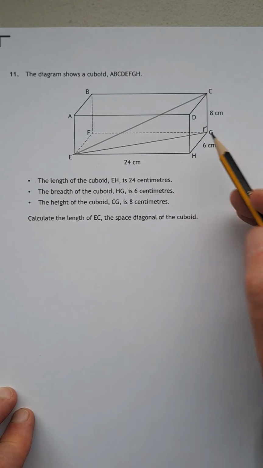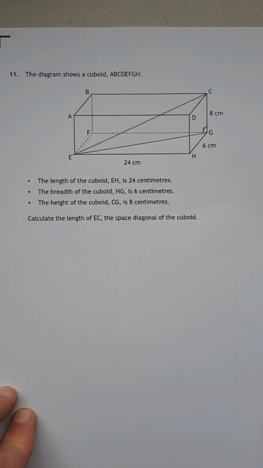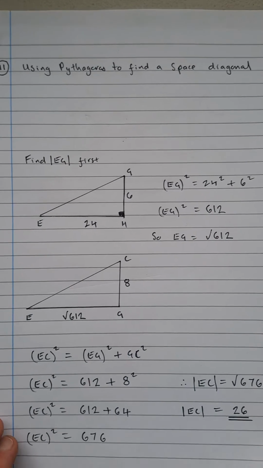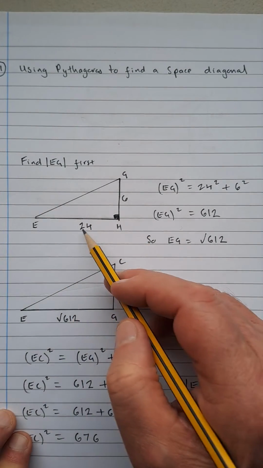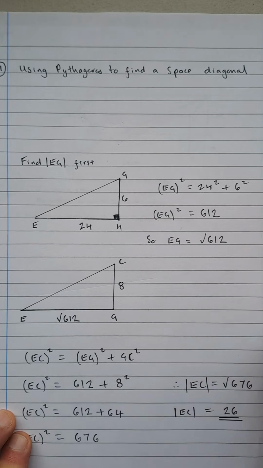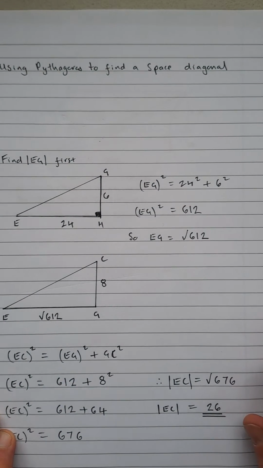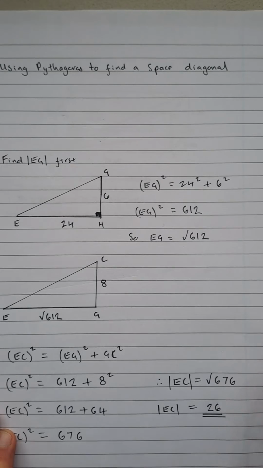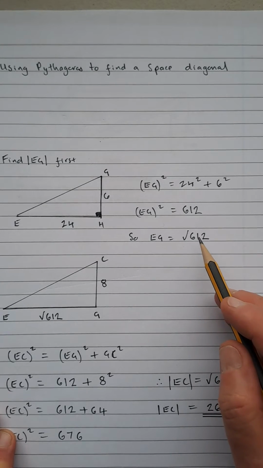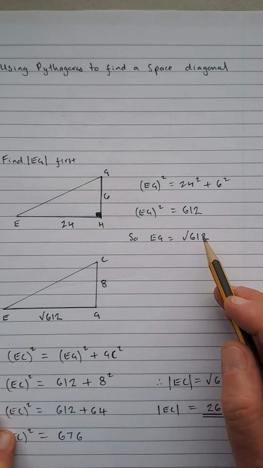So 24 and 6. So if I just get to my little diagram there, so there's that line there, 24 and 6. So EG squared is 24 squared plus 6 squared, which ends up being the square root of 612. Now we don't actually need to work out what that is, we can just use that later on.